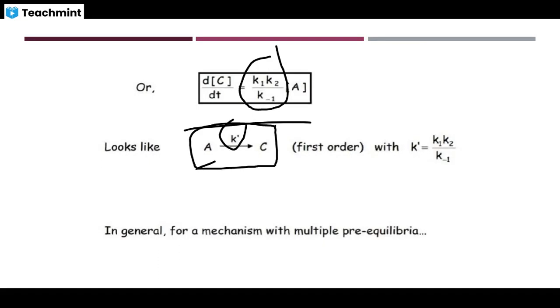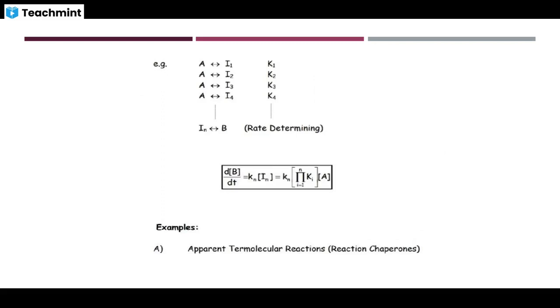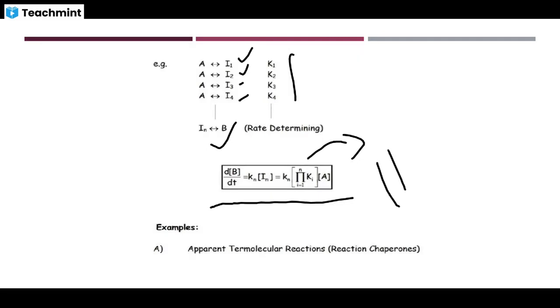In general, for a mechanism with multiple pre-equilibria, like A in equilibrium with intermediate 1, intermediate 2, intermediate 3, intermediate 4, and then finally giving B, you can use this formula: Kn equals the product from 1 to n of Ki, into A. Not adding the rate constants of each intermediate step, but multiplying. Pi means multiplying. So Kn into A is the general equation.